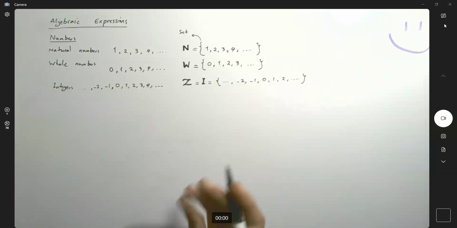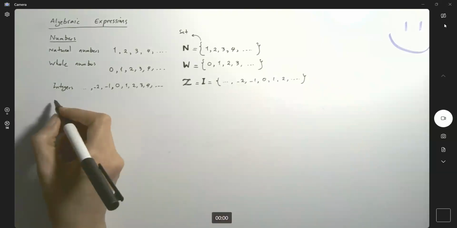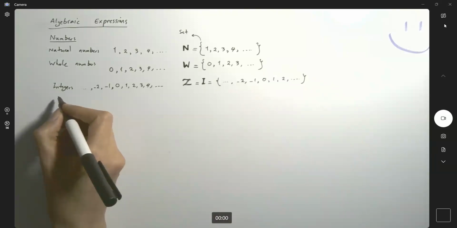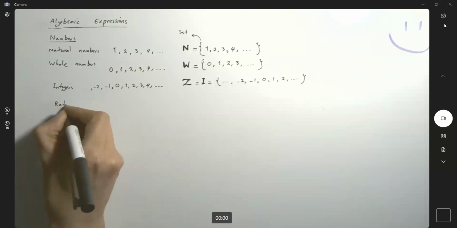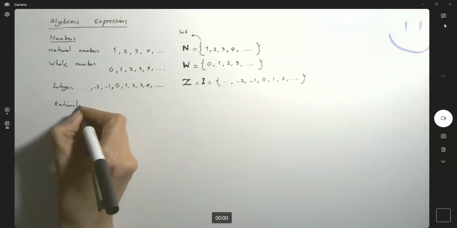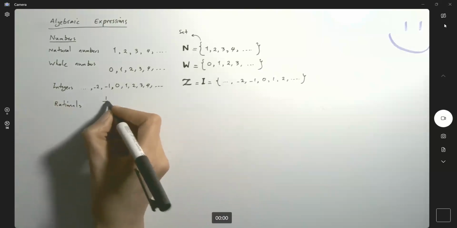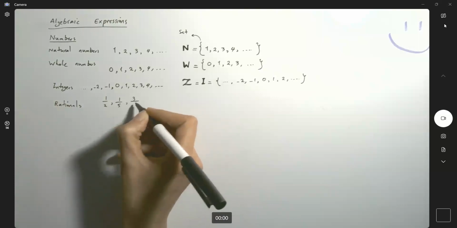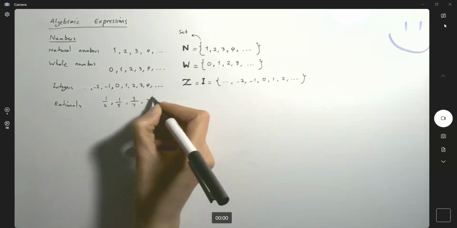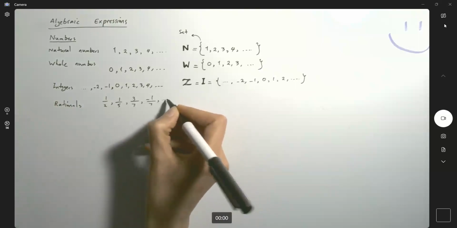Well, now we don't have any fractions. There are the fractions. We're going to introduce a new system. We're going to call them rationals. Rational numbers. So, well, there are a lot of them. We have a half, we have 1/5, we have 3/7, we have -1/7, we have many fractions.